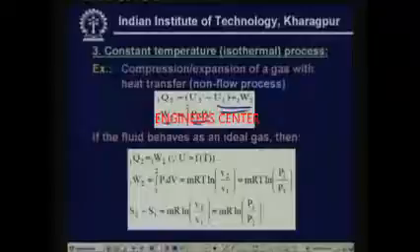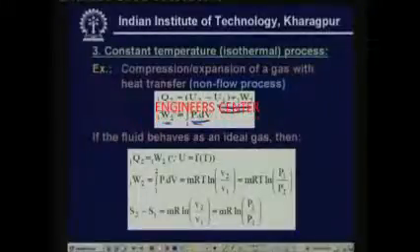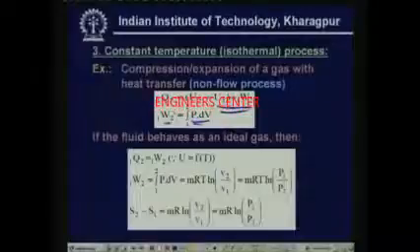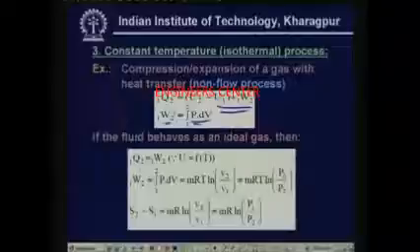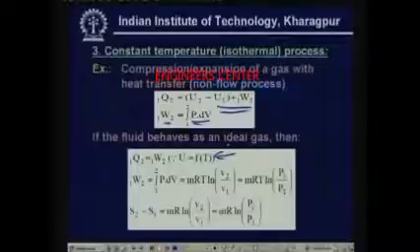Of course, the process has got to be quasi-static, or quasi-equilibrium, otherwise you cannot perform the integration. And if you assume that this fluid behaves as an ideal gas, then U2 will be the same as U1, because for an ideal gas, if you remember, the enthalpy and entropy changes are functions of temperature only. So for an isothermal process, temperature remains constant.